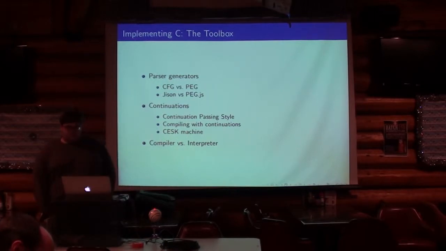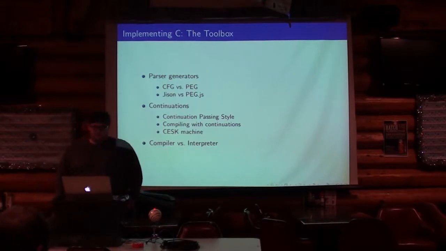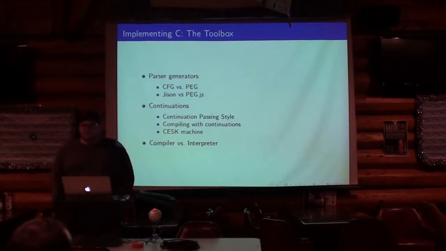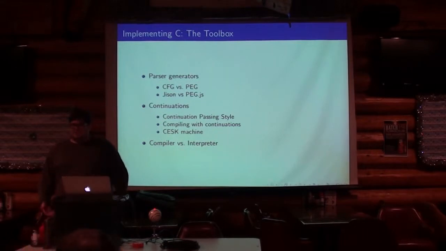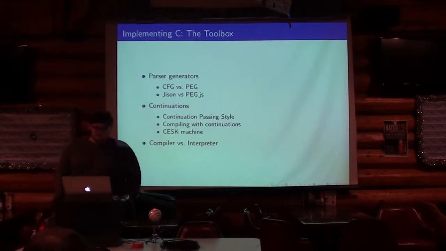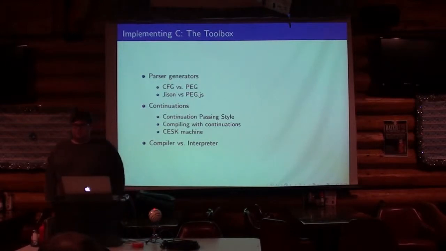So today I'm going to talk about probably parser generators. I have CFG versus PEG here. CFG stands for context-free grammars, and I don't literally mean context-free grammars. I mean mostly parser generators like Bison and things that do bottom-up LALR parsing and stuff like that. Versus PEG, which is parsing expression grammars. And I mentioned Jison versus PEG.js, which are respectively a JavaScript implementation of Bison and a JavaScript implementation of a parsing expression grammar parser generator.